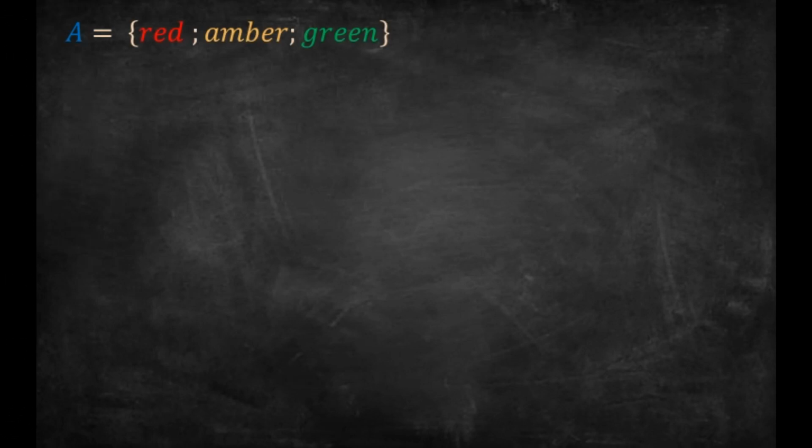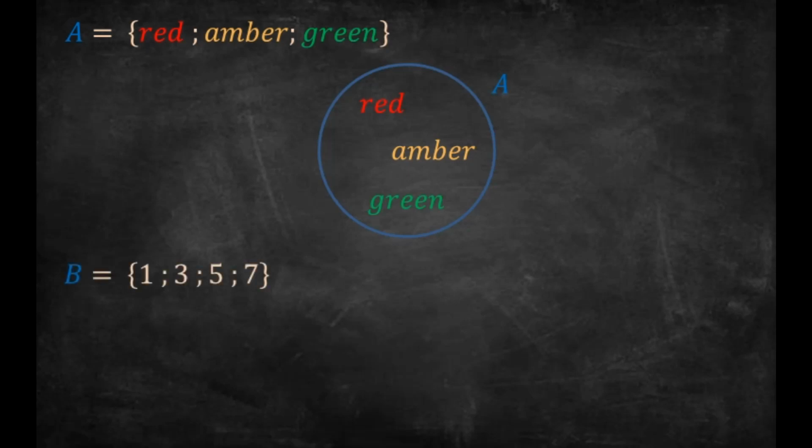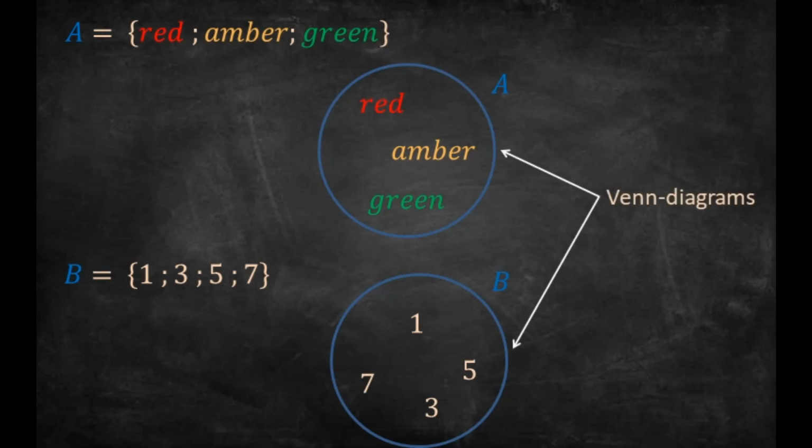Let's again look at the set A, which consists of the objects red, amber, and green. Instead of using curly brackets to denote the set, we can also use a circle and write the objects inside the circle. Let's say B is the set consisting of the numbers 1, 3, 5, and 7. We can draw a circle for the set and then write the numbers 1, 3, 5, and 7 inside the circle. This is known as a Venn diagram. We can also use a rectangle or an oval to denote a Venn diagram.